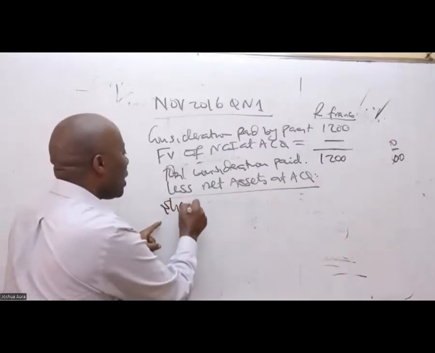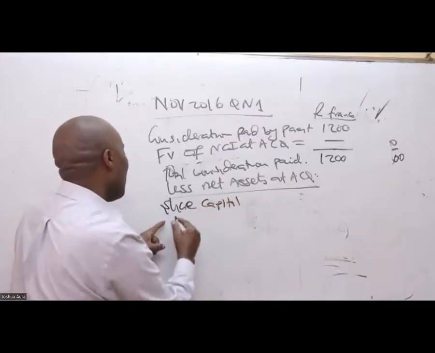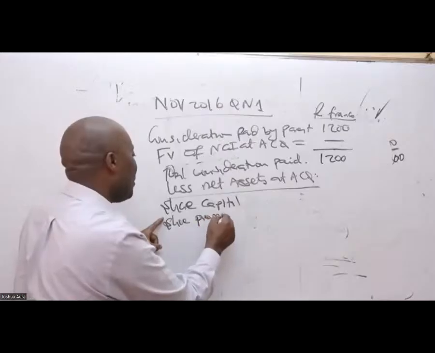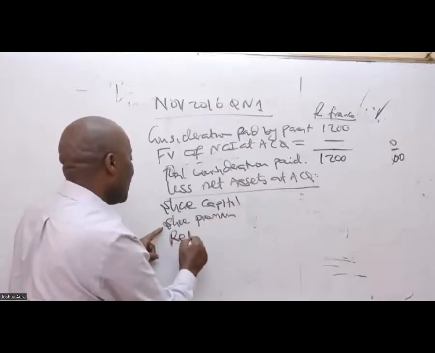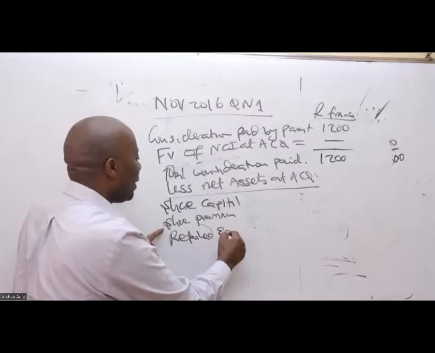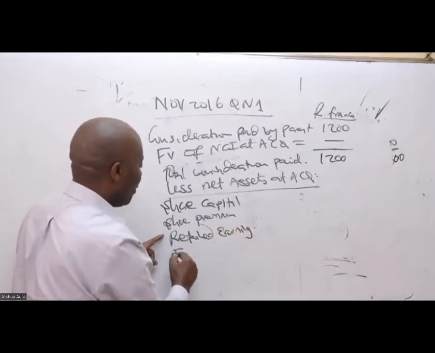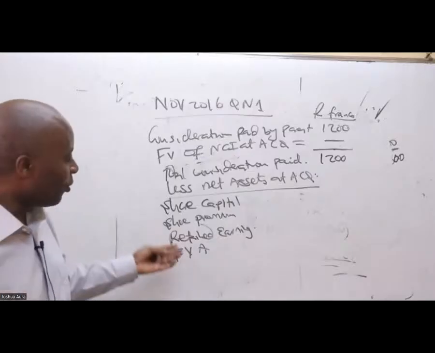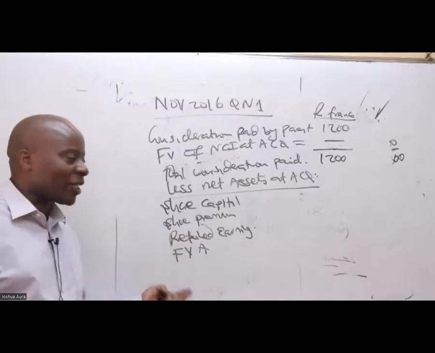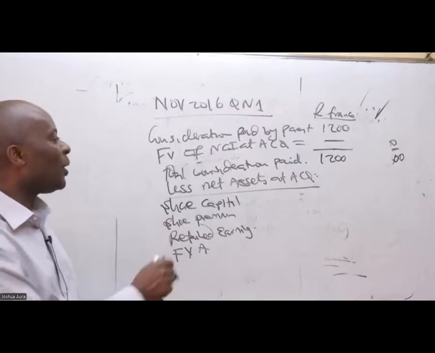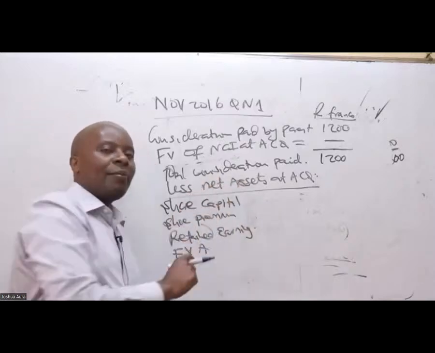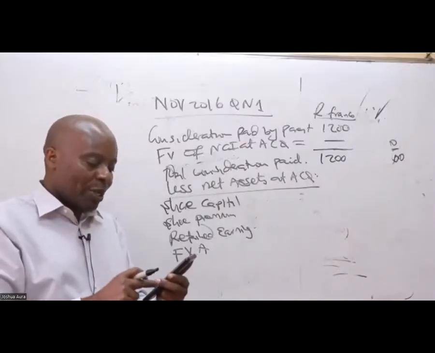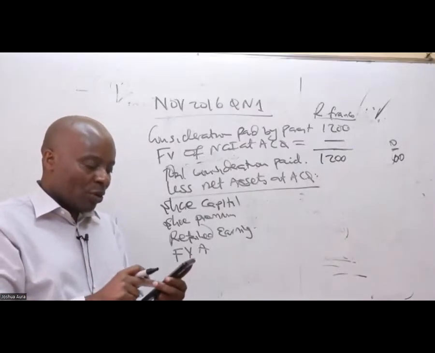So we have here share capital. We have in this case here share premium if there is any. We have retained earnings, and then we have any fair value adjustments that took place at the beginning of the year. I'll always cram this. So let's start with share capital. Please look at the balance sheet of the subsidiary. What do we have there?